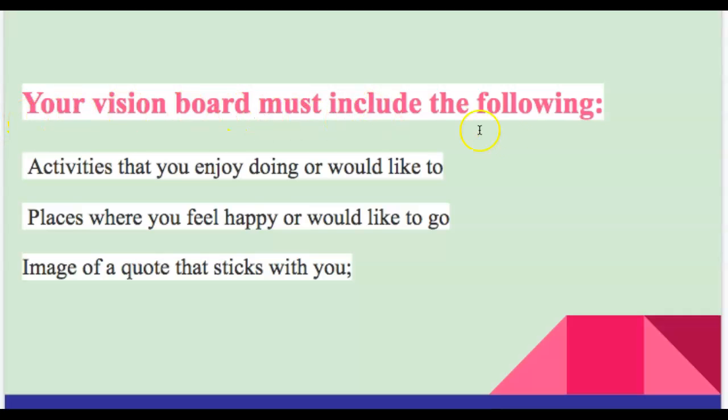Your vision board must include the following, okay? Activities that you enjoy doing or would like to do. Maybe you want to go ski boarding or snowboarding and you've never snowboarded before. That might be a picture on there. Maybe you love fishing. Maybe that's a picture on there, okay? So activities that you enjoy doing or that you'd like to do.